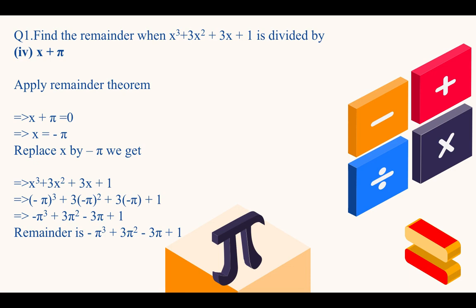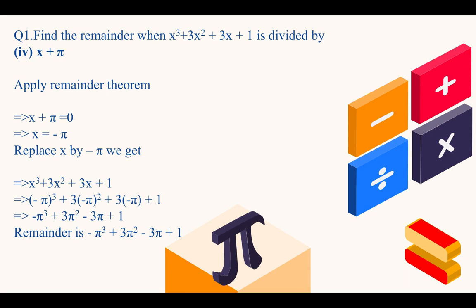So minus pi whole cube. Instead of x, I am writing minus pi. It's x cube, so I am writing minus pi whole cube, plus 3x square. Instead of x, I am writing minus pi whole square, plus 3x. So I'll write plus 3 multiplied by minus pi, and plus 1.